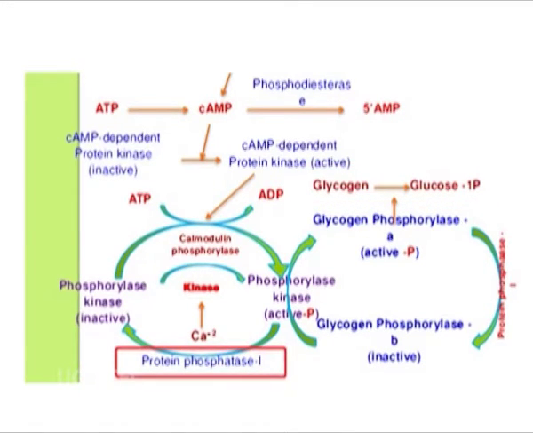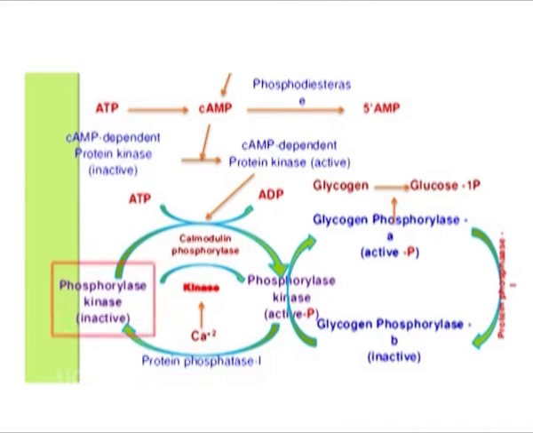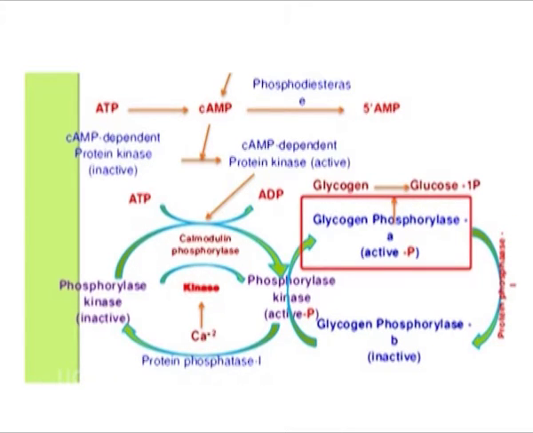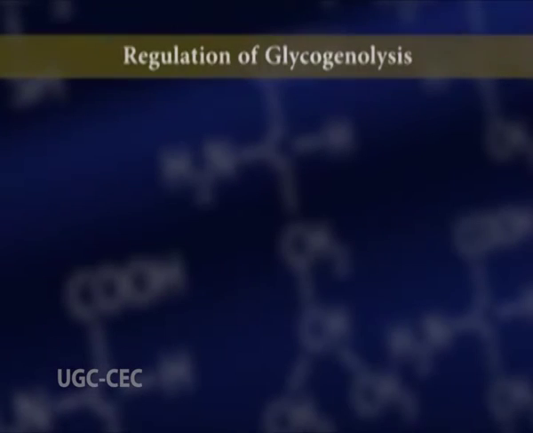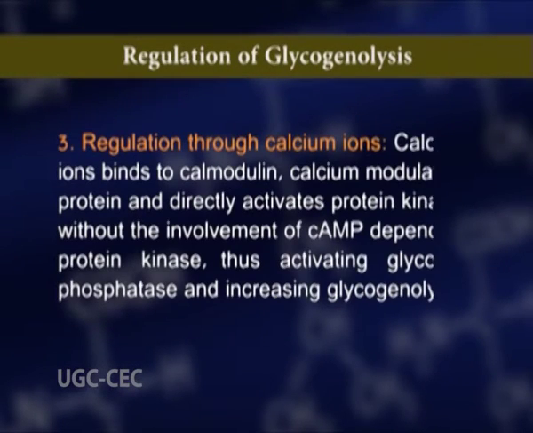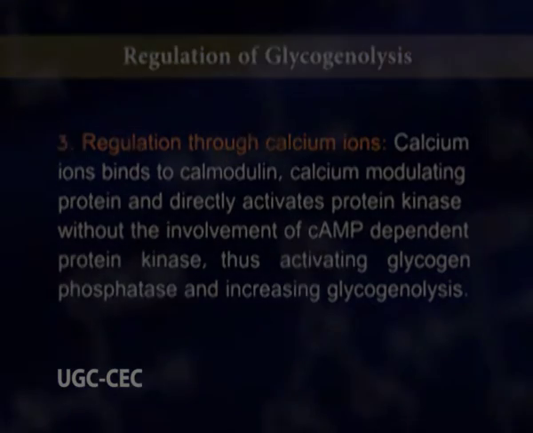The enzyme protein phosphatase removes phosphate and inactivates phosphorylase kinase. Protein phosphatase can dephosphorylate and convert active glycogen phosphorylase to inactive form, thus inhibiting glycogenolysis. Third is regulation through calcium ions. Calcium ions bind to calmodulin, that is calcium modulating protein, and directly activate protein kinase without the involvement of cAMP-dependent protein kinase, thus activating glycogen phosphorylase and increasing glycogenolysis.